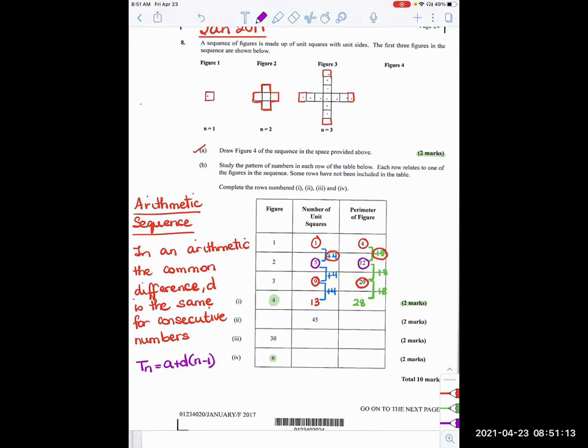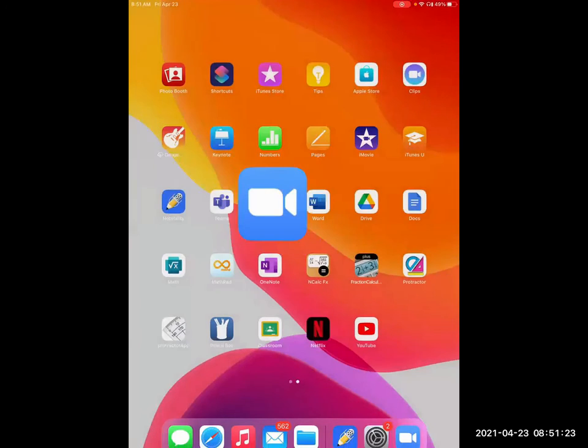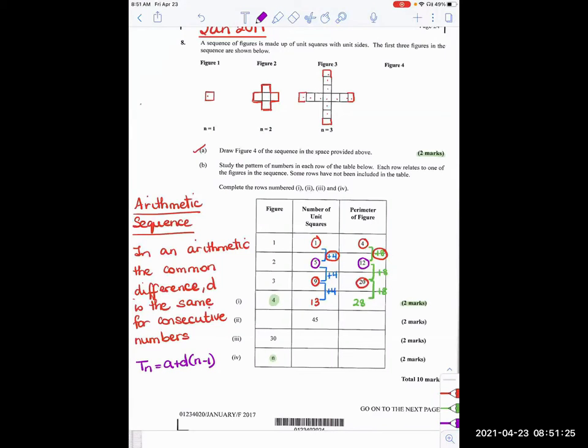Because what I have noticed over the years, students are able to come up with a pattern. For example, they can count. But when we have to find and derive the formula in n, that is where the problem starts. So take down that note there.